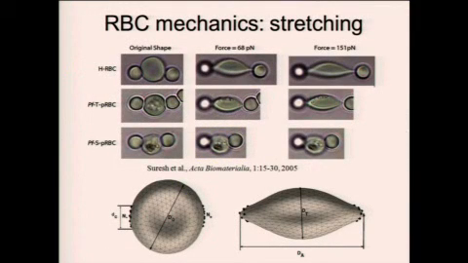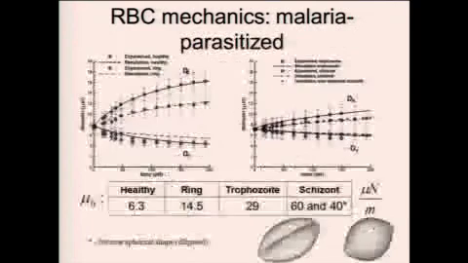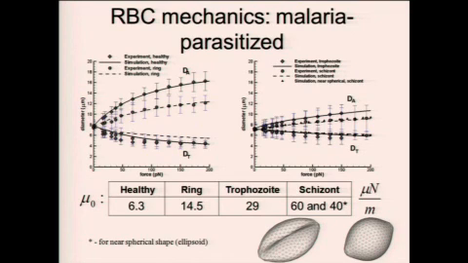So in malaria, here are the stages of malaria. This is normal, this is healthy, and two malarial cases. And what happens, you can see, is that the extension is much smaller for the same force because the cells are getting stiffer. And you can see that in the diagrams here.